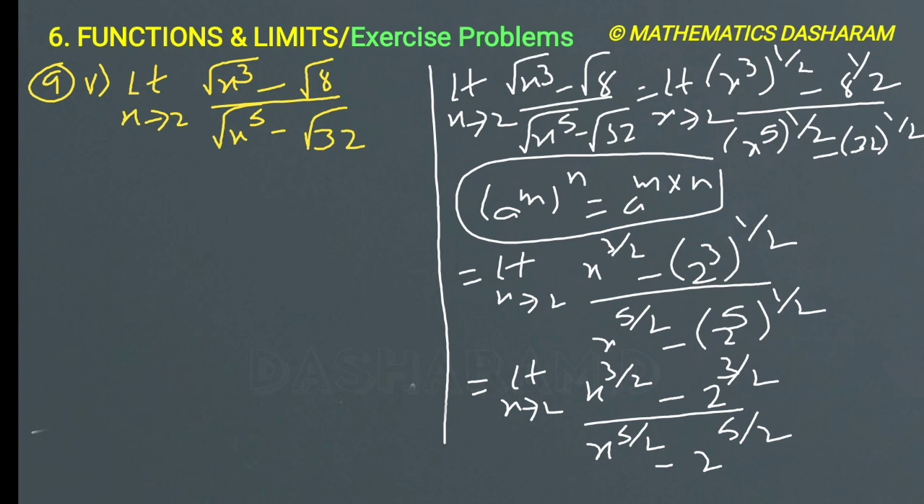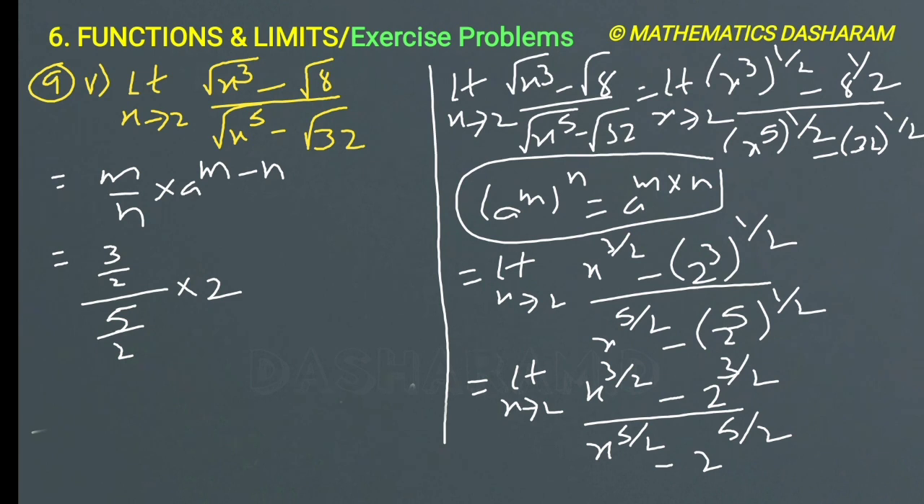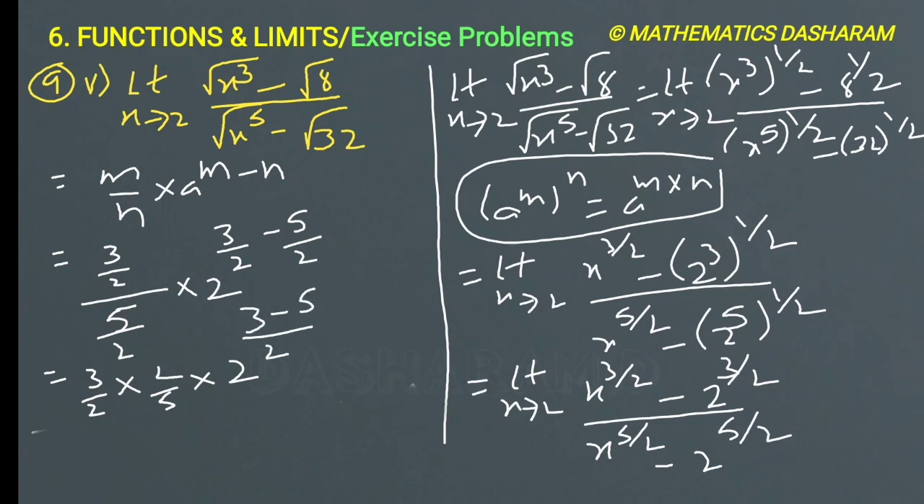So now what is the formula? m by n into a to the power of m minus n. What is the m value? 3 by 2 divided by n value 5 by 2 into a value 2 to the power of m value 3 by 2 minus 5 by 2. So 3 by 2 into 2 by 5 into 2 to the power of 3 minus 5. Here 2 cancel. 3 by 5 into 2 to the power of 3 minus 5 by 2.